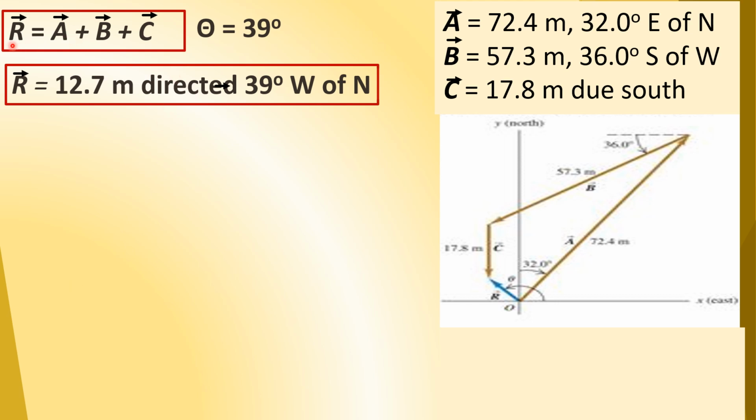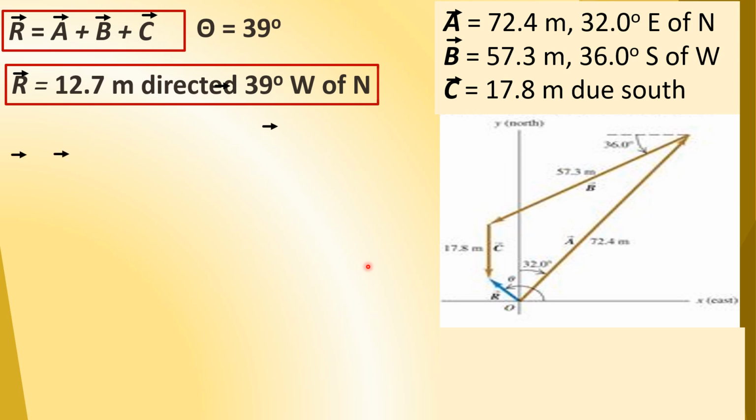Alright, to emphasize, we have the sum of the three vectors A plus B plus C, represented by vector R, whose angle theta is 39 degrees. Now, this value of R, 12.7 meters, as shown in the original vector diagram, the green arrow that we have here is what represents this resultant vector capital R. And it makes an angle of 39 degrees. That angle there is with respect to the positive y-axis. So that can also be read as 39 degrees west of north.